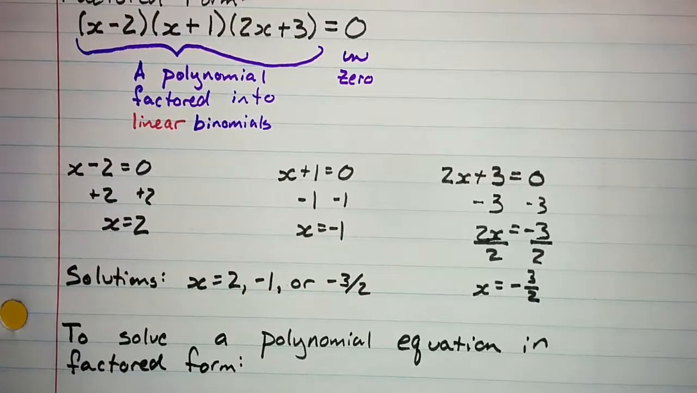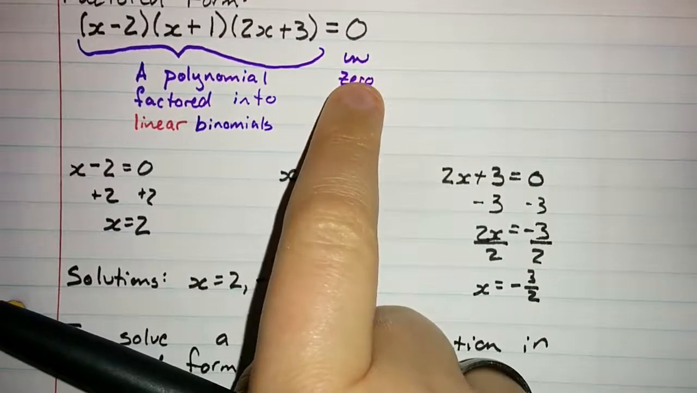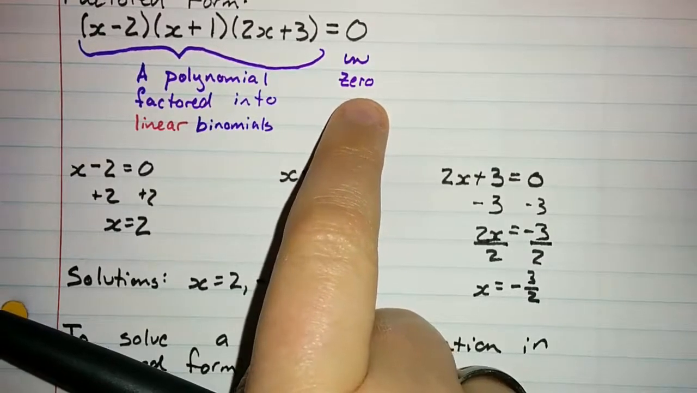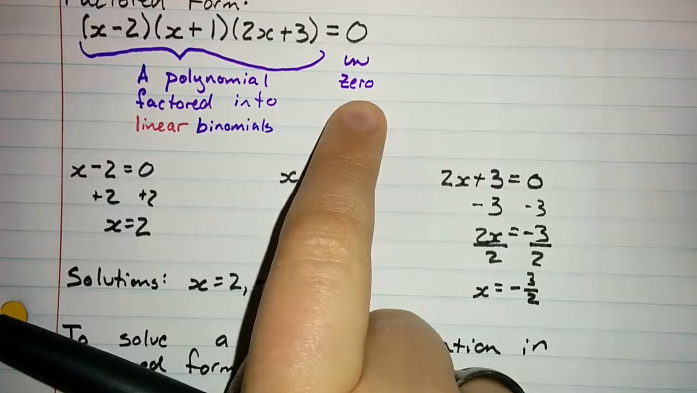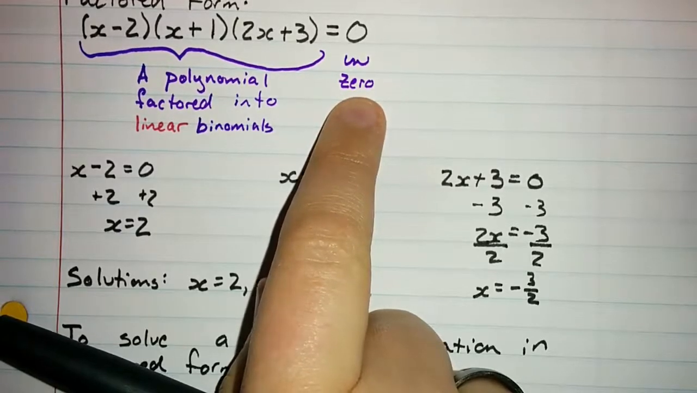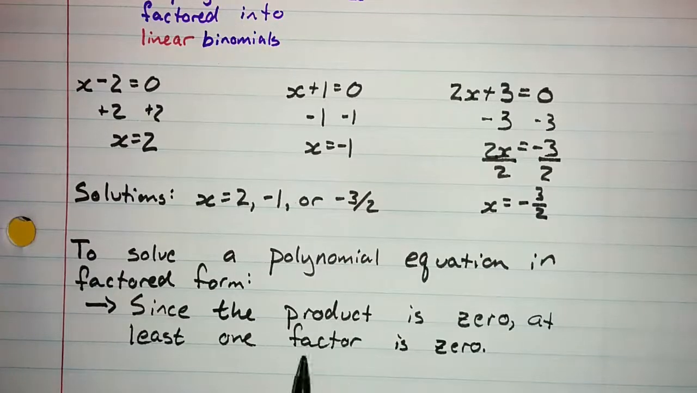Remember how I said that the zero property of multiplication is a big deal? It's vitally important that one side of this equation be specifically the number 0. Not any other number, not any variable expression, specifically the number 0, because only 0 has this property. Since the product is 0, at least one factor is 0.